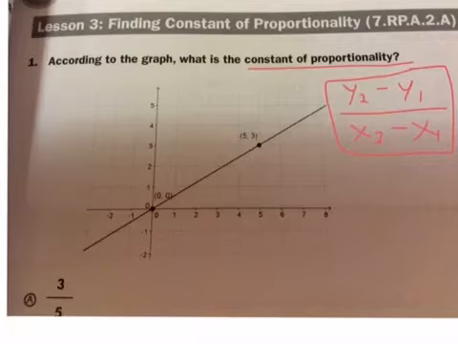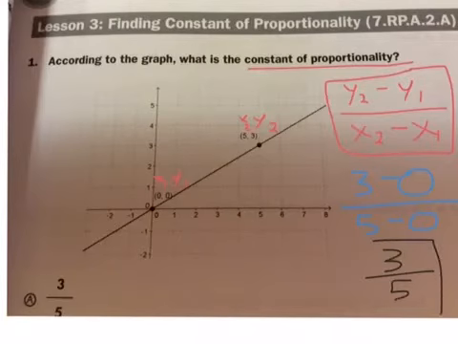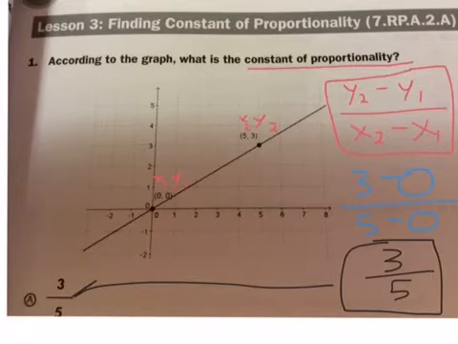Okay, so x, y, and x, y. So let's just call this x1 and y1, x2 and y2. So when I plug these in, y2 is 3 minus y1 is 0 over x2 is 5 minus x1 is 0. 3 minus 0 is 3, 5 minus 0 is 5. So the slope is 3 over 5. And I can see right here, it's multiple choice, that's the choice.